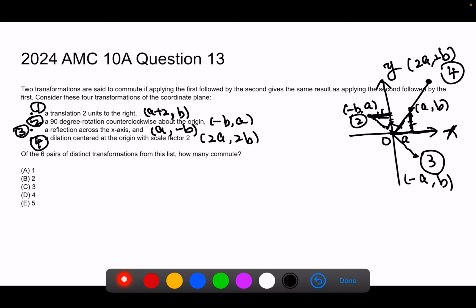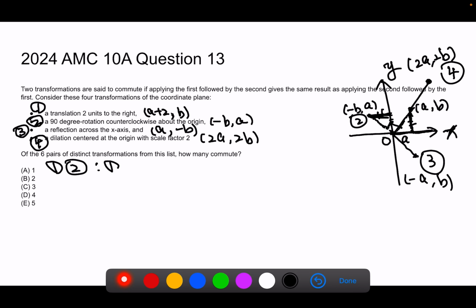My personal experience is that the second one, the 90-degree rotation, is the most difficult one. So make sure you follow it. How we get it is by tracking how each distance is being moved around. All right. Now let's see if you do 1 and 2.